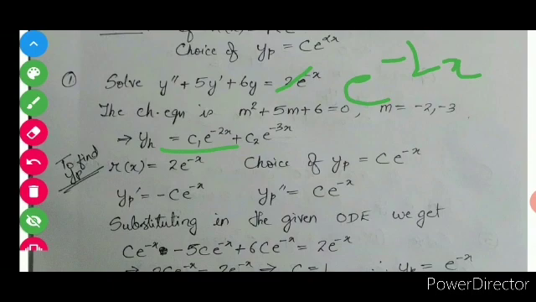Now suppose you had repeated roots here, say the characteristic equation was m plus 2 the whole square equal to 0. Then you will have your solution yh as c1 into e raised to minus 2x plus c2 into x e raised to minus 2x. So e raised to minus 2x is a double root of your homogeneous equation, and it is also your r of x. So in that case, your yp should be x square into e raised to minus 2x. So you should take care of that.